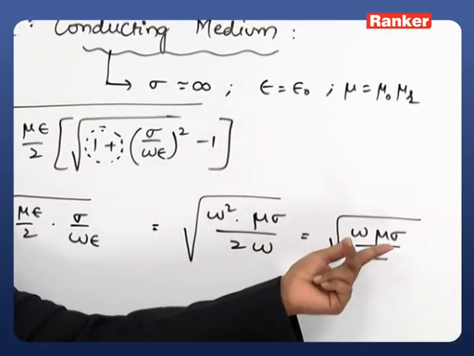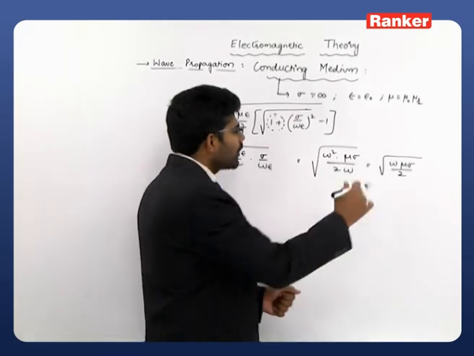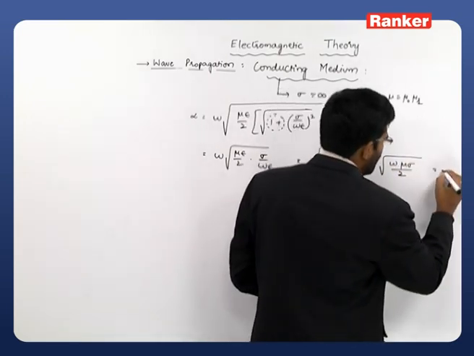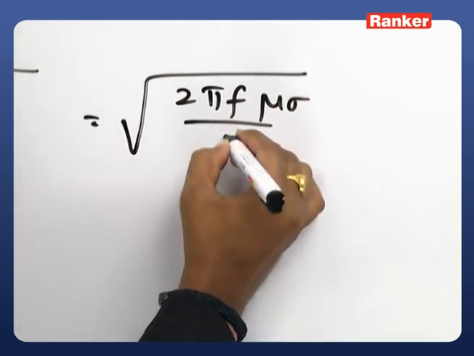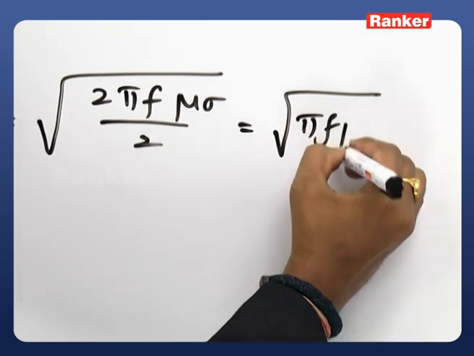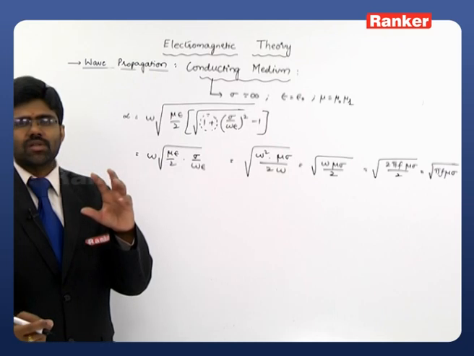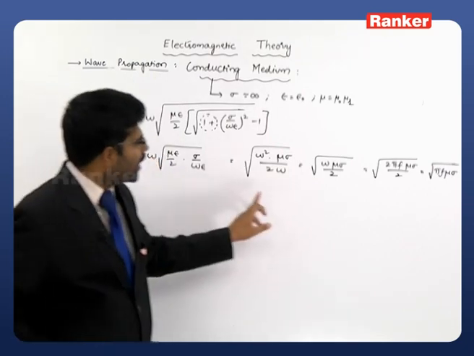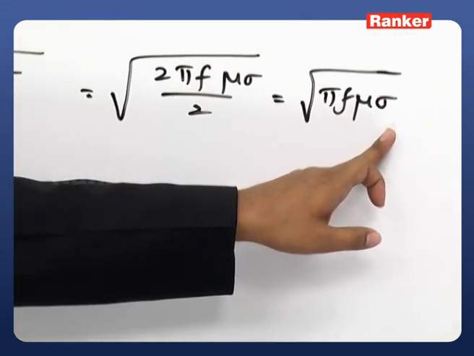For high conductivity, the attenuation is very, very high. If we simplify further, omega is equal to 2 pi f, that we can write. So 2 pi f mu sigma divided by 2 is just pi f mu sigma. The attenuation because of the conductor, when a wave is traveling through that particular conductor, is directly the square root of pi f mu sigma. Just observe and analyze that particular equation.